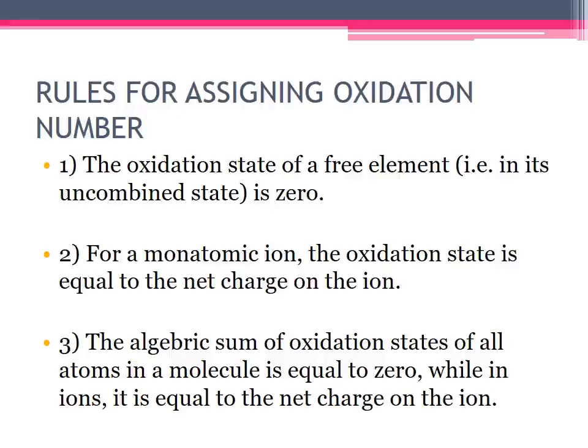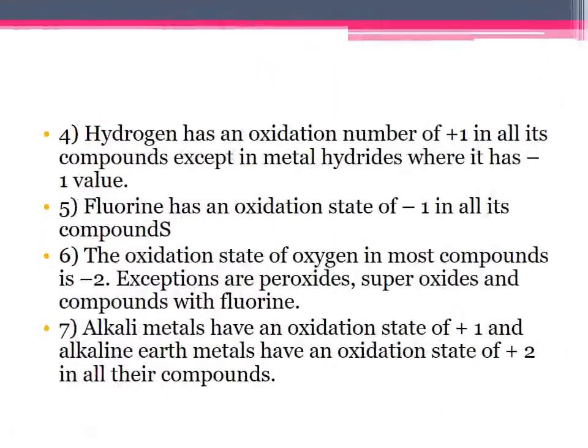Now, sixth point: the oxidation state of oxygen in most compounds is -2. Peroxides, superoxides and compounds with fluorine are exceptions. In those there is no chance of -2, but in most compounds it is -2. See the example on page number 21 in your book. Take it, I will explain it to you.